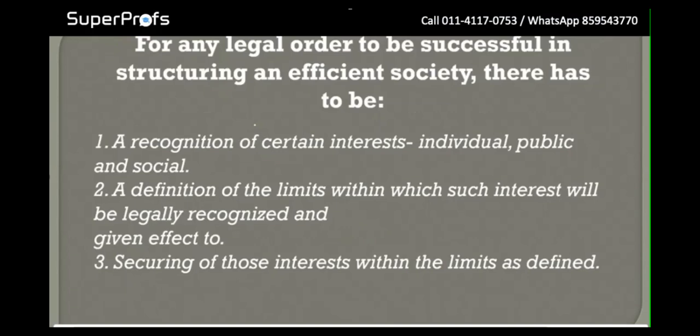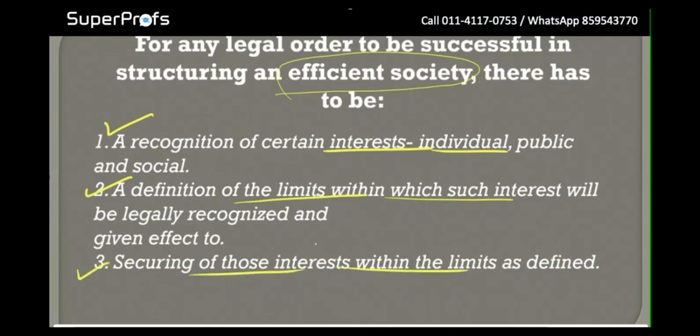Now, for any legal order to be successful in structuring an efficient society, there has to be first recognition of certain interests, individual, public and social, a definition of the limits within which such interests will be legally recognized, and securing of those interests within the limits as defined.